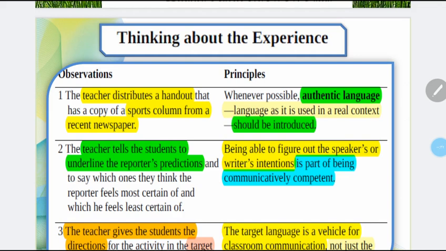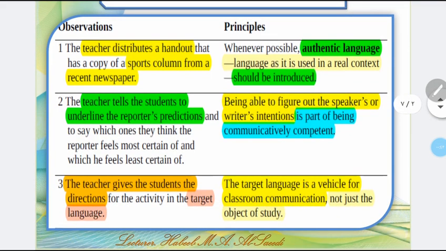and always in communicative language teaching. And what is authentic language? Language as it's used in a real situation or a real context. So authentic language is important in communicative language teaching. It should be introduced in different situations. And it is the language as it's used in a real situation.